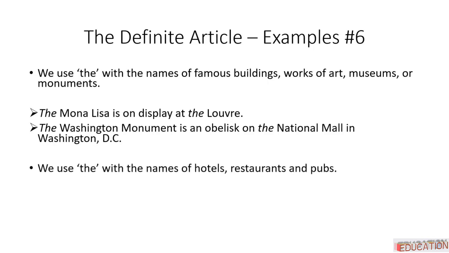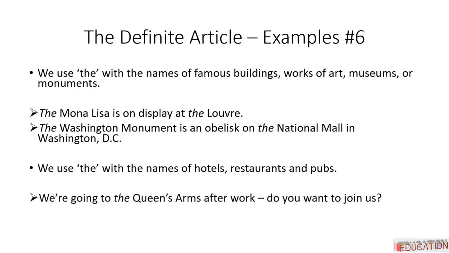And we use the when we're talking about hotels, restaurants and pubs. So we're going to the Queen's Arms after work. Do you want to join us? Again, the Queen's Arms is presumably a pub, and that's where they're going after work. It's across the road from the Holiday Inn. That's describing where the pub is.